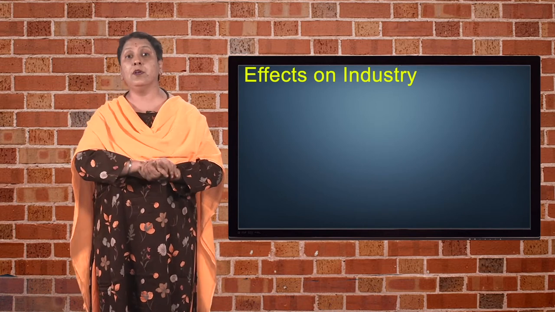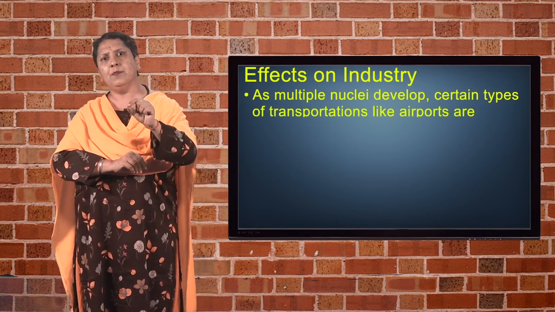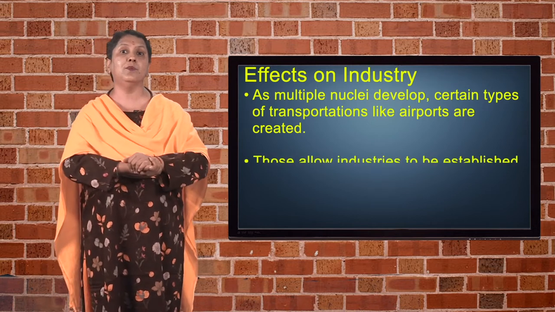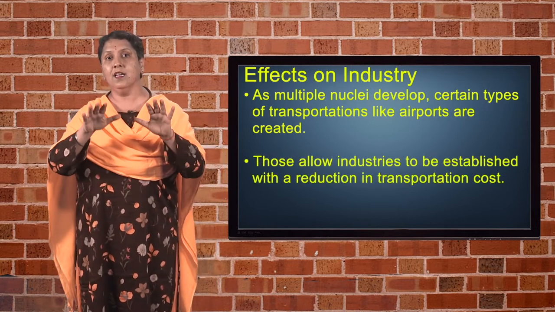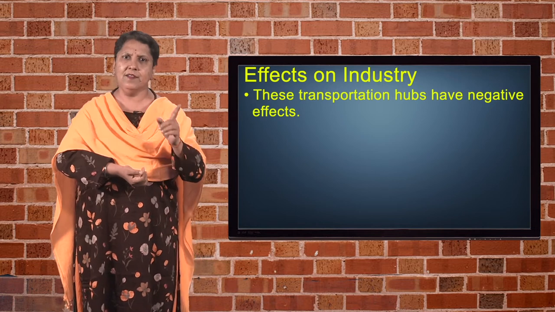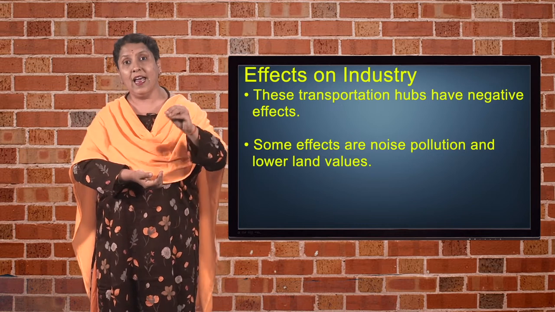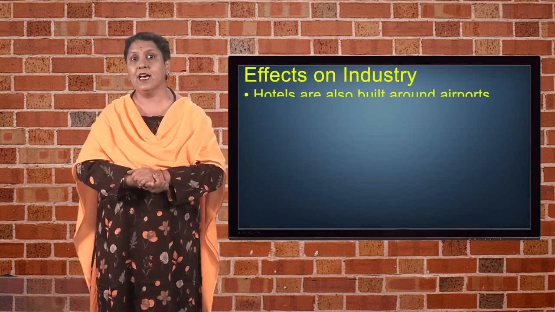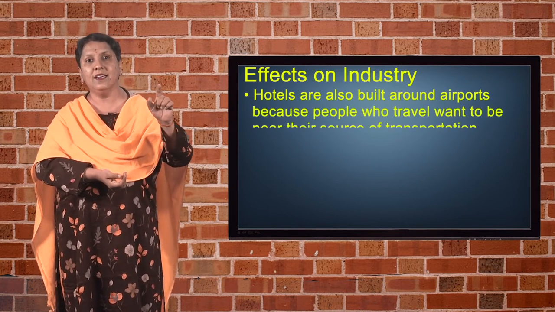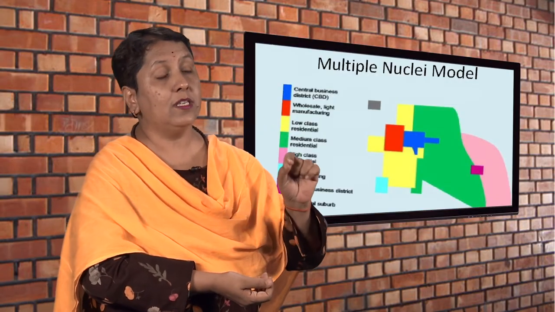It also talks about effects on industry. As multiple nuclei develop, certain types of transportation like airports are created. Those allow industries to be established with reduction in the transportation cost. These transportation hubs have negative effects also. Some effects are noise pollution and lower land values. Hotels are also built around airports because people who travel want to be near their source of transportation.